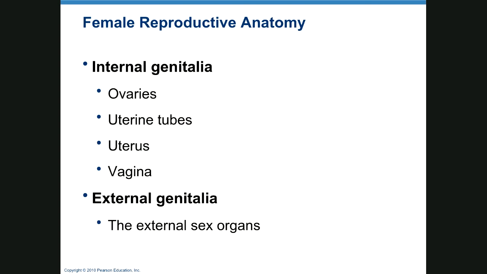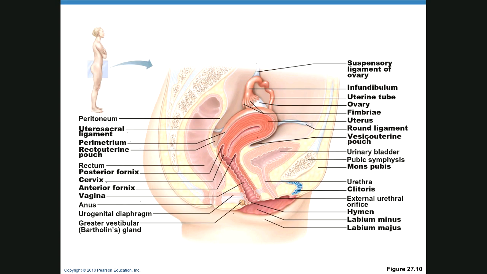The internal genitalia is your ovaries, uterine tubes, uterus, and vagina. And the external genitalia is your external sex organs. It doesn't really say much, but we'll look at that in a minute.